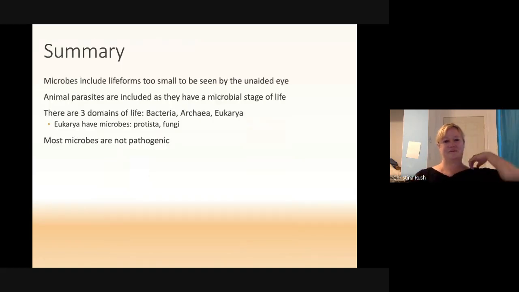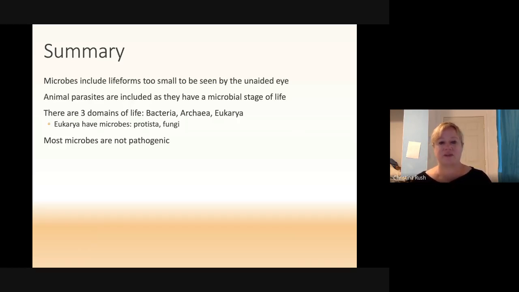All right, so that's the end. So in summary, microbes include life forms that are too small to be seen by the unaided eye. We include animal parasites because they have a microbial stage of life. There are 3 domains of life: bacteria, archaea, eukarya. Eukarya do have some microbes, protista, fungi. And I wanted to put this last take-home message here that most microbes are not pathogenic.